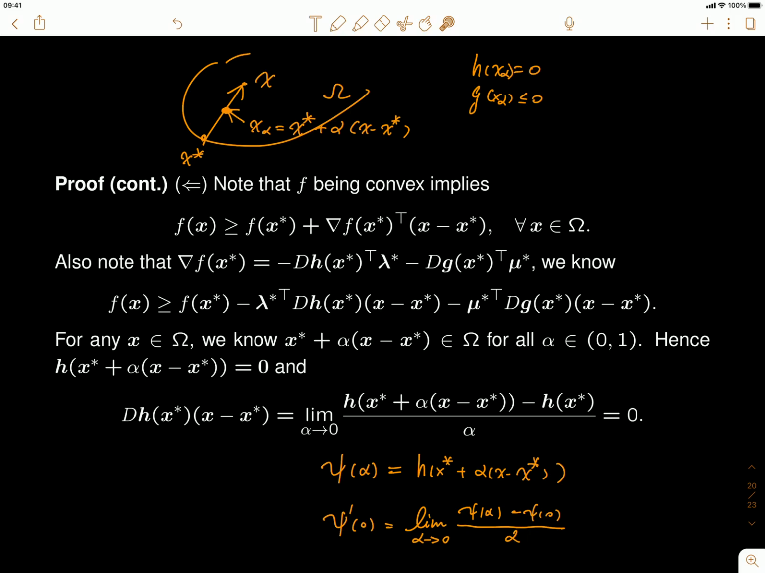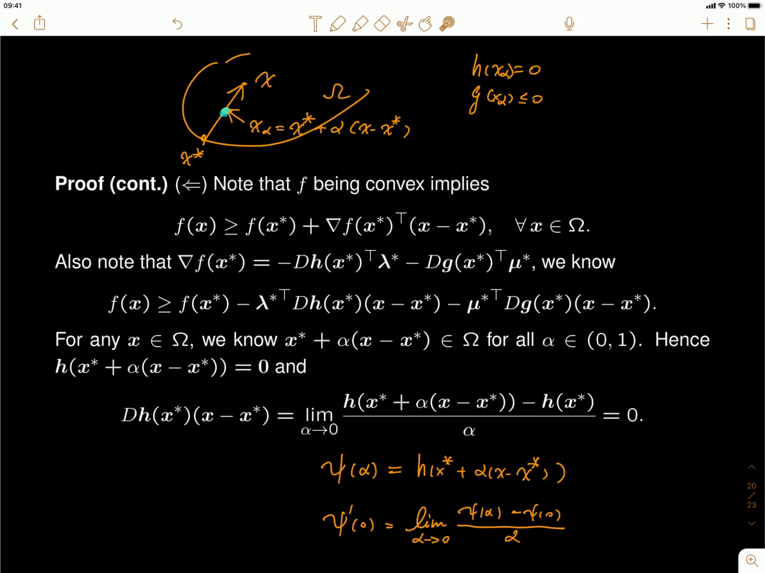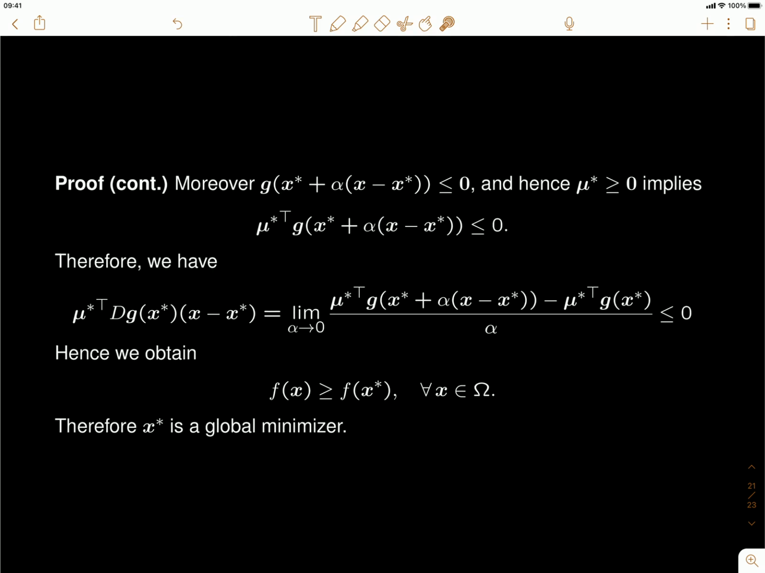And then we end up with f of x greater than or equal to f of x star minus this. Now, this term is a little bit troublesome. Let's see how to handle that term. Similar to before, this point that we just drew is the middle point between x star and x, so it is also a feasible point. That means it's also in omega.